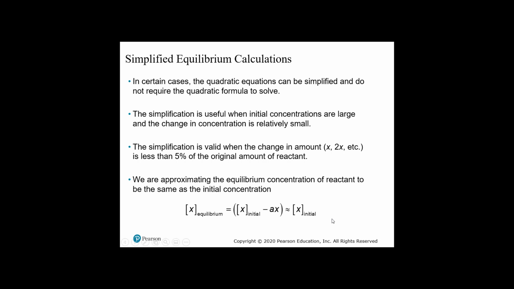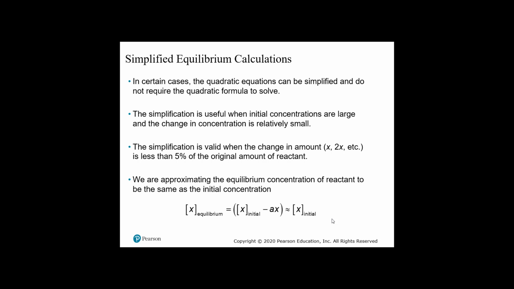Okay, so now we're going to learn something different. In certain cases, the quadratic equations can be simplified and don't require that whole quadratic formula. So wouldn't that be better if you didn't have to use that every time a problem got difficult? This is a simplification, and it has to follow the criteria, which means you still have to do some of the work in order to understand, but it does make things a little easier. You want to try to make this as easy as possible, especially when it comes to math.